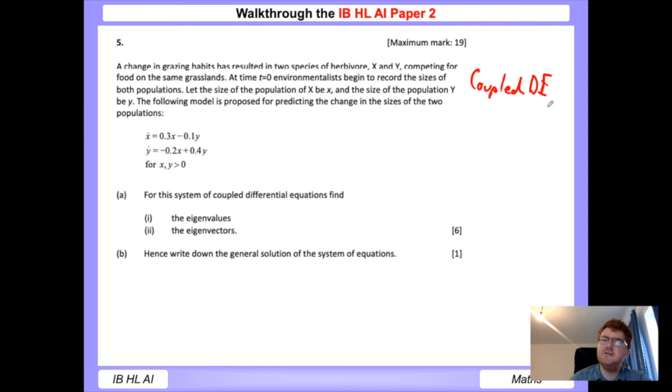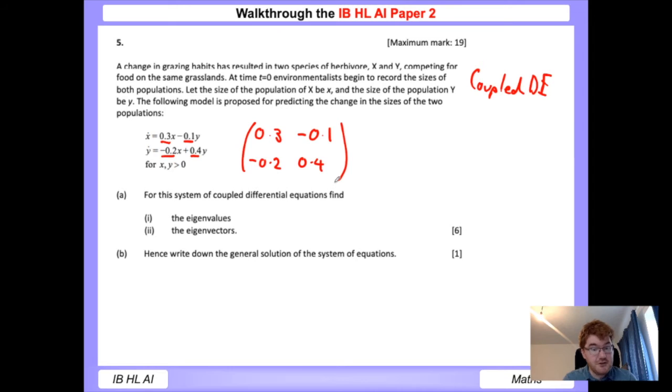So the first thing we need to do is make a matrix of coefficients. So what do I mean by this? Well, I'm going to take the coefficients of the x and y and create a matrix from this. So 0.3, minus 0.1, minus 0.2 and 0.4. Now, everything I'm going to go through here comes from one of the revision guide slides that I'm going to show you now. So let me do this.